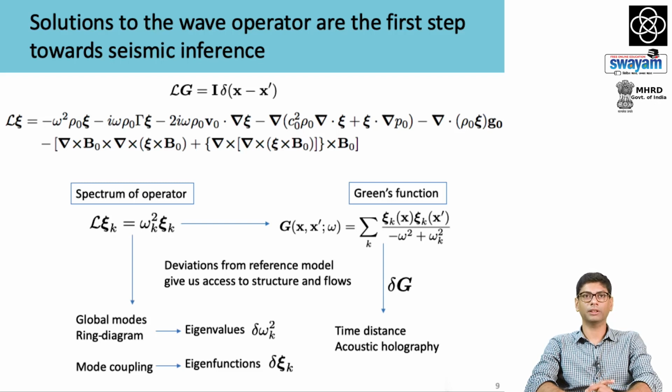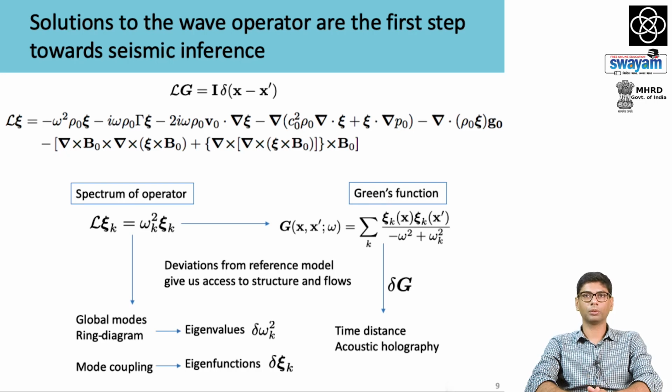The first term is inertia, where omega is temporal frequency, rho is density. Minus i omega rho gamma is the second term, which refers to attenuation, where uppercase gamma is attenuation. The third term is advection due to flows, so V is a flow velocity vector. The fourth term contains the response due to sound speed and pressure gradients, as you can see. P is the pressure gradient, C is the sound speed, and so that's the pressure restoring force. It's critical for all acoustic waves in the sun.